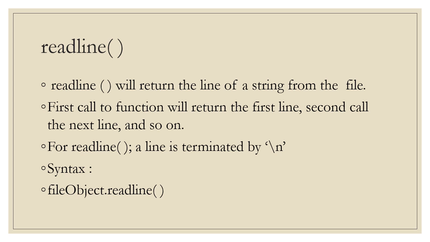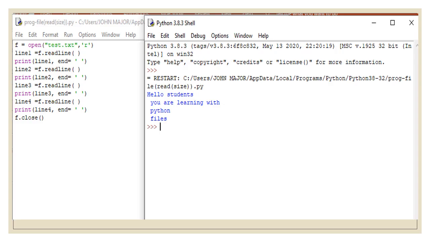Let's see the example program of readline. See, the same program we are using: f = open('test.txt', 'r') in read mode. So the first one is line1. We are going to read line1 = f.readline(). So print(line1, end="").